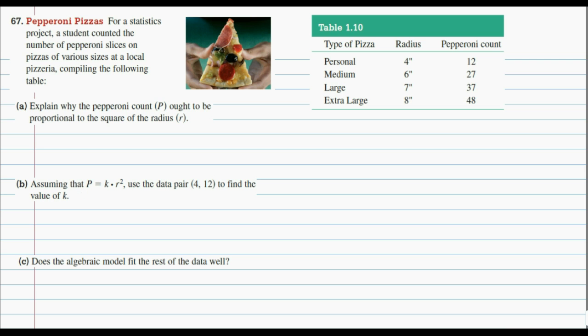For a statistics project, a student counted the number of pepperoni slices on pizza of various sizes at a local pizzeria, compiling the following table. So we've got the radius of the pizzas and the pepperoni count. Explain why the pepperoni count, p, ought to be proportional to the square of the radius, r. Well, because the bigger the pizza, the more pepperoni you can fit on it.